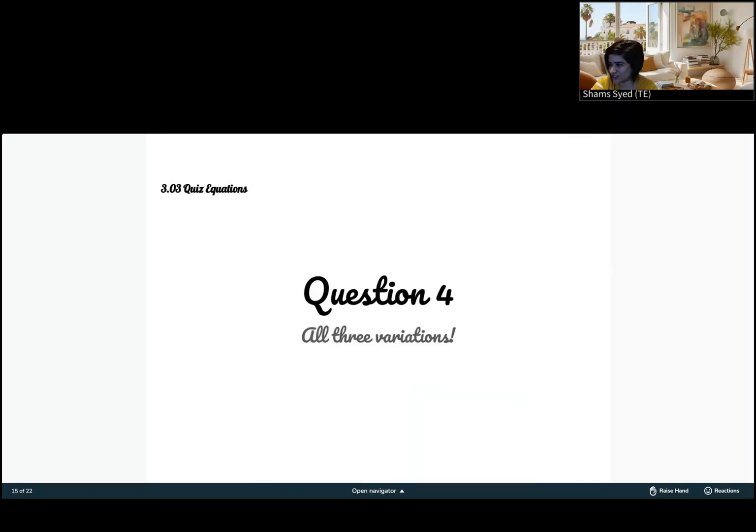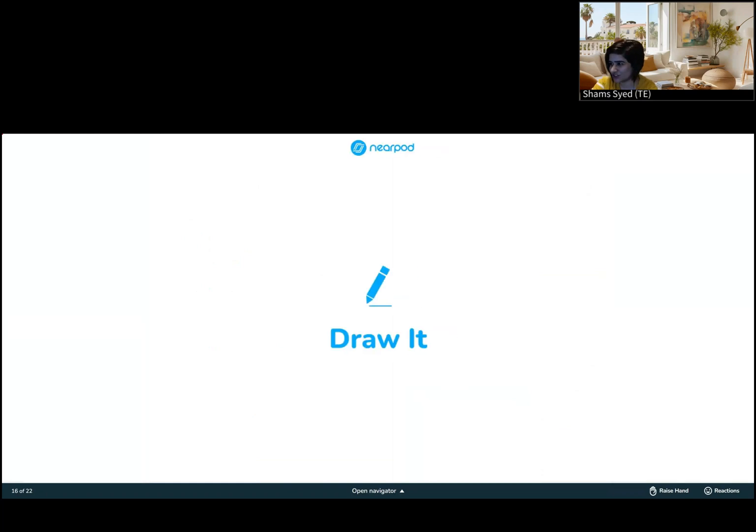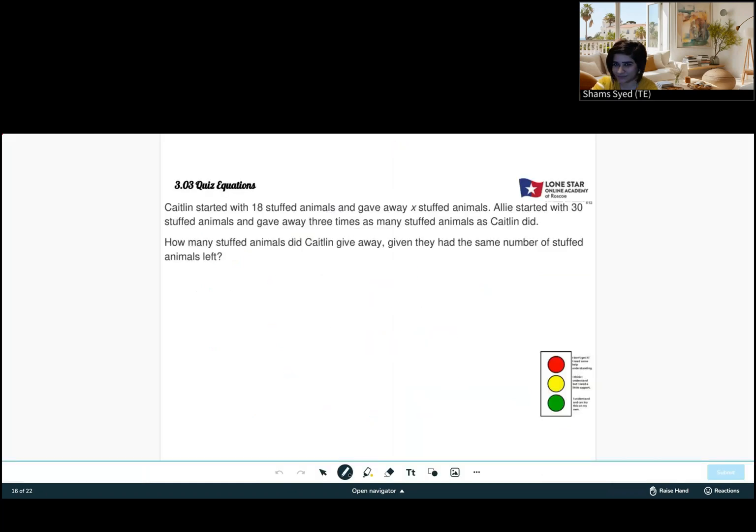Question 4, variety 1. Here is question 4, variety 1. And now we look at word problems. Notice the word problems are not going to be very hard. Trust me, the word problems are not going to be very hard.